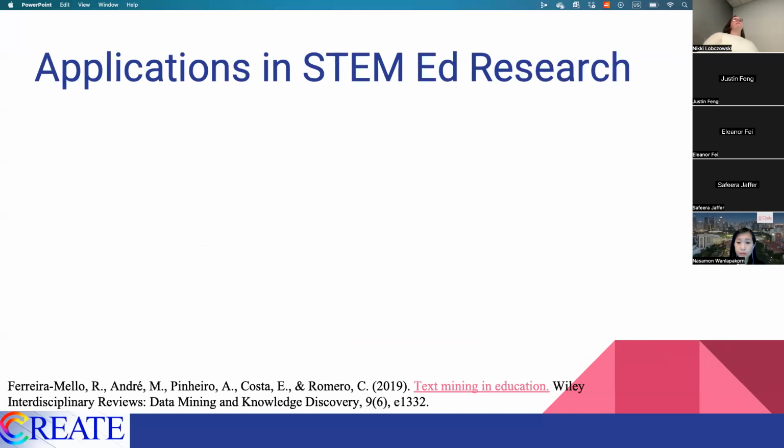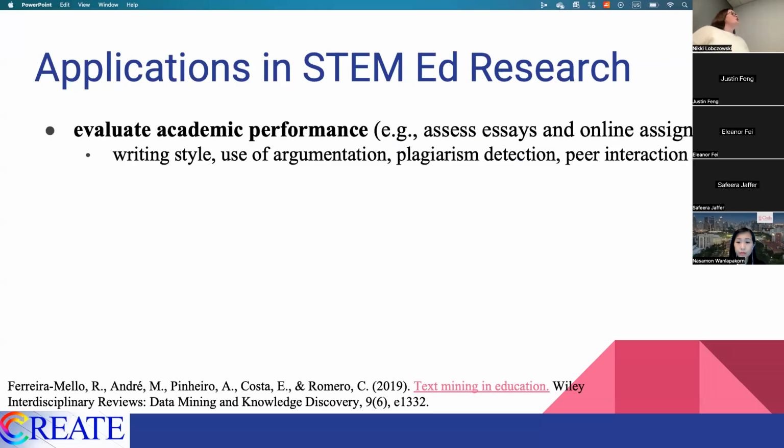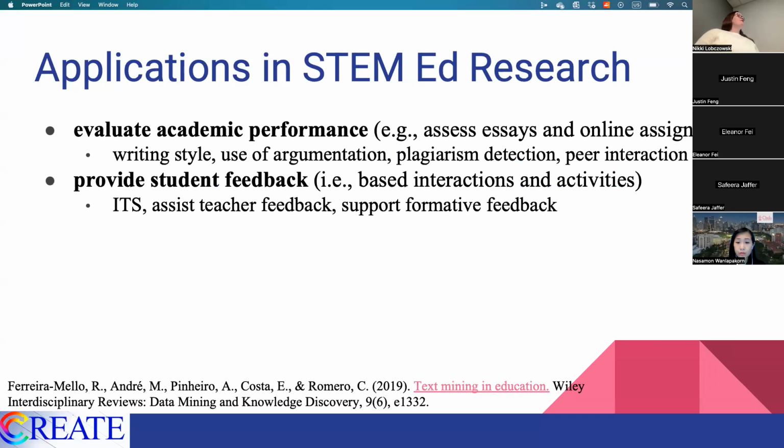The Institute was focused on STEM education research. I do a lot of STEM work with my math background, and other professors do too. So I want to give you an idea of how you can use text mining. One, we can use text mining to evaluate academic performance. We can assess essays and online assignments. We can look at writing styles: are they using argumentation, plagiarism detection, peer interaction? You can provide student feedback based on the interactions or activities they do in intelligent tutoring systems. You can assist teacher feedback or support formative feedback.